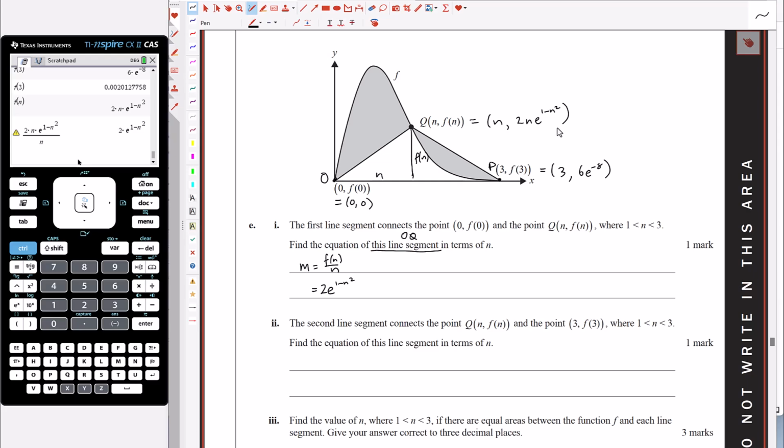Okay, so that's my gradient, and the y-intercept is clearly 0, and so therefore the equation of OQ is going to be the gradient times x, obviously plus 0.